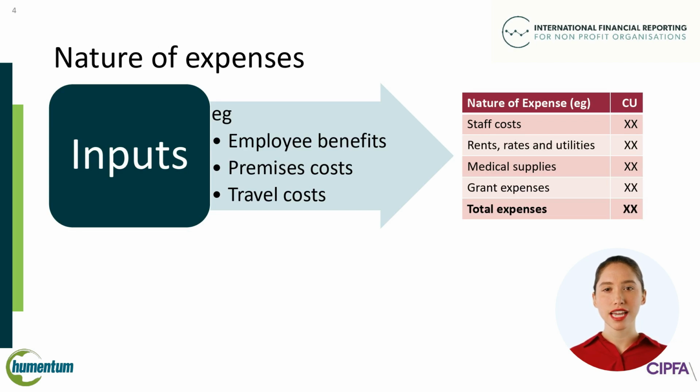Where expenses are classified based on their nature, the analysis shows the inputs that an NPO uses for the activities it carries out to meet its mission, such as paying for staff, premises, or travel. An NPO must show the categories of spend that provide the most relevant and reliable information to the users of the NPO's financial statements. The example shows what an analysis of expenses by nature may look like and includes typical expense items, such as staff costs, rent, rates and utilities, medical supplies, and grants made.